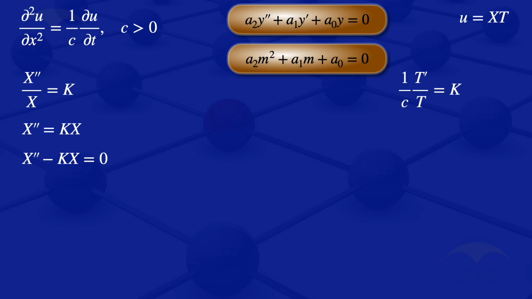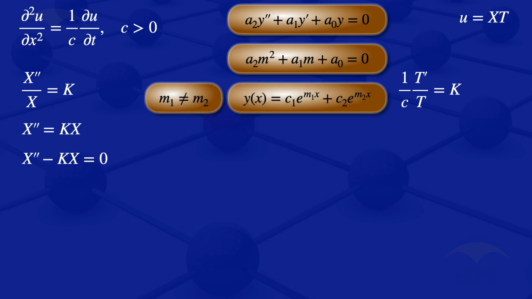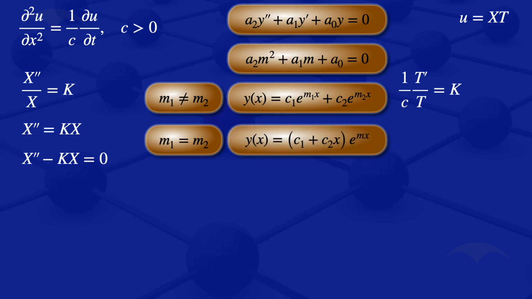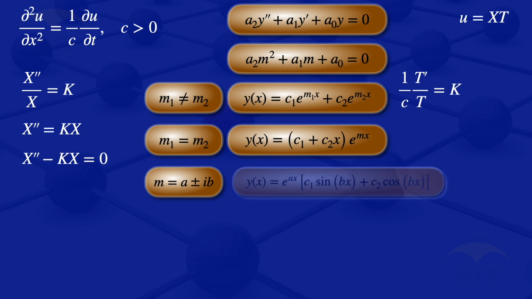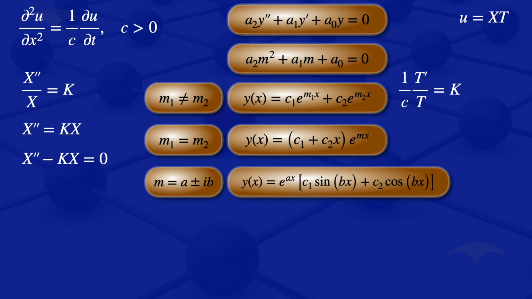If m1 is not equal to m2, then the solution is c1 multiplied by e to the power m1 x plus c2 multiplied by e to the power m2 x. If there were real repeated roots, m1 equals m2 equals m, the solution is c1 plus c2 multiplied by x, times e to the power mx. If the auxiliary equation had complex conjugate roots, m equals a plus or minus ib, then the solution is e to the power ax multiplied by c1 sine bx plus c2 cosine bx, where c1 and c2 are constants.